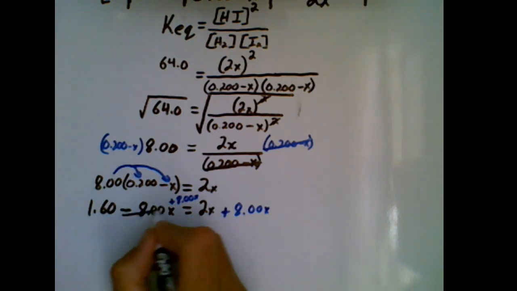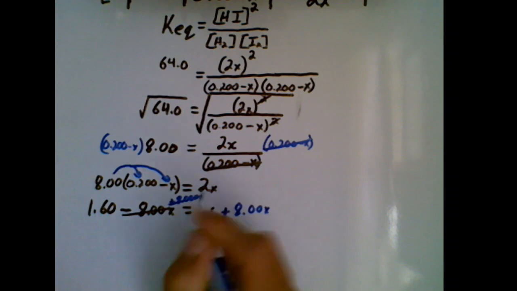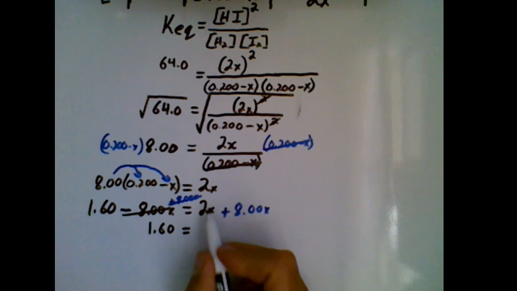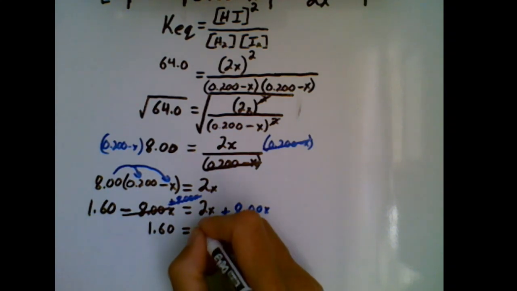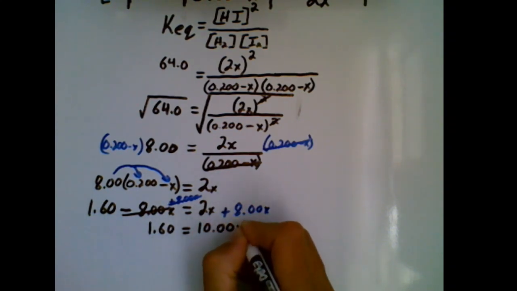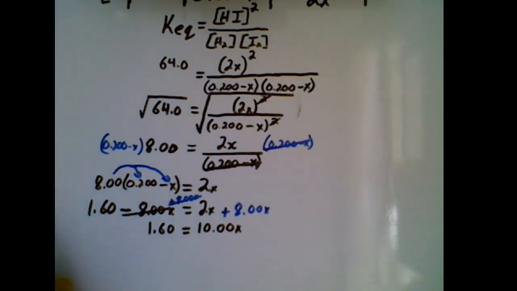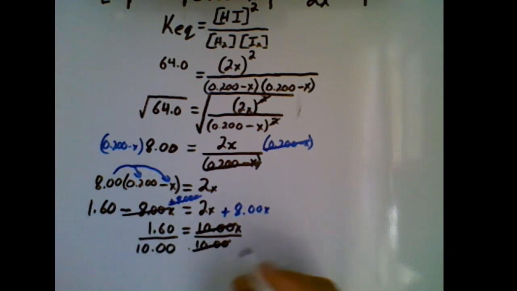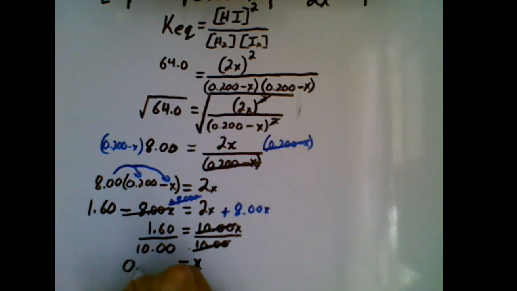That's going to eliminate 8.0x from this side of the equation. All we're left with on the left is 1.60. And 2x plus 8.0x, that's going to be 10.00x. Now to solve, we're going to divide by 10.00x, or just 10.00. If you do it on one side, you have to do it on the other. That's going to cancel out 10, and all we're going to be left with is x. And x here is going to come out to be 0.160.